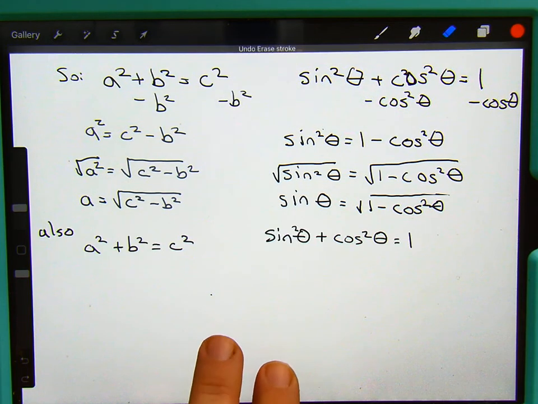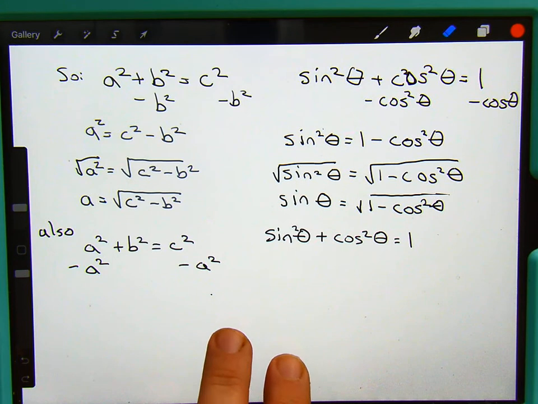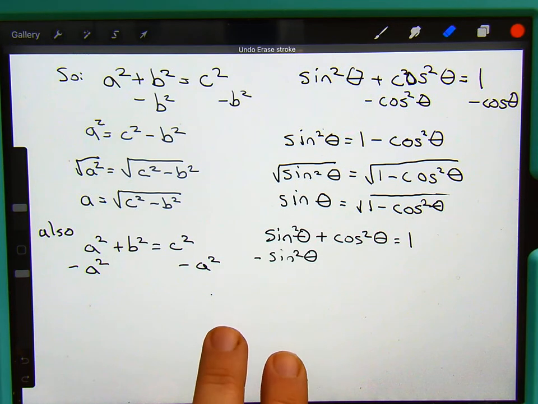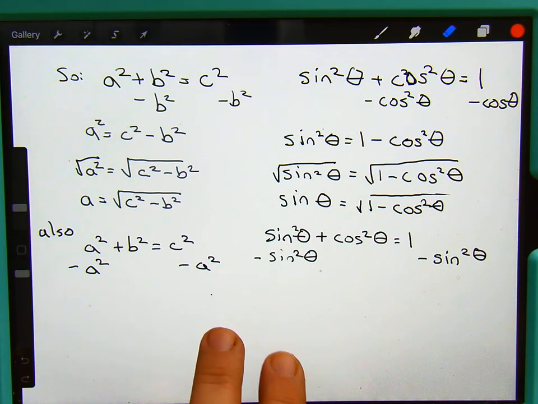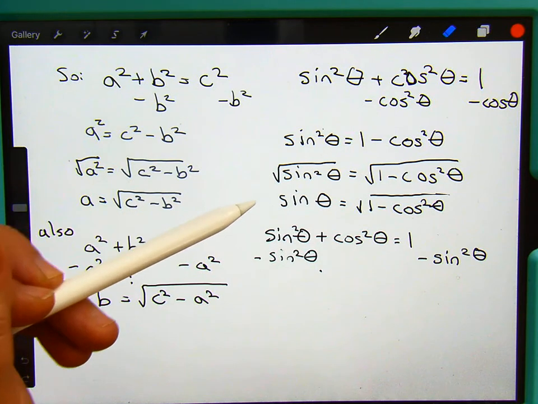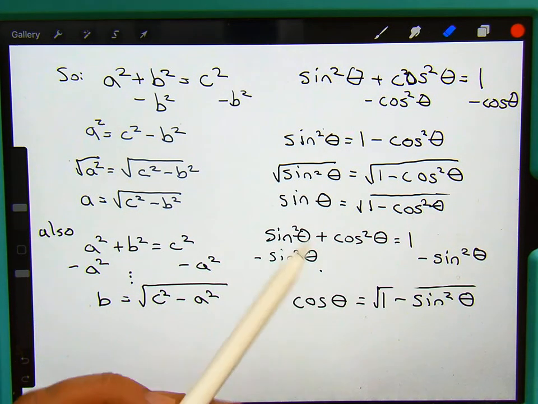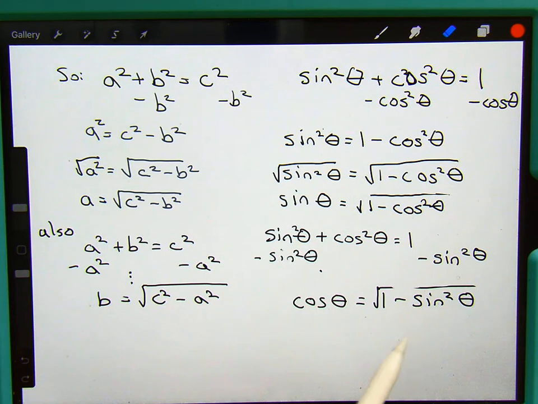So also, then, if I want to solve for b, I could do the exact same basic steps and subtract a squared from both sides. I can subtract my sine squared. I'm going to do all the same mathematical steps up here to get to my final answer.